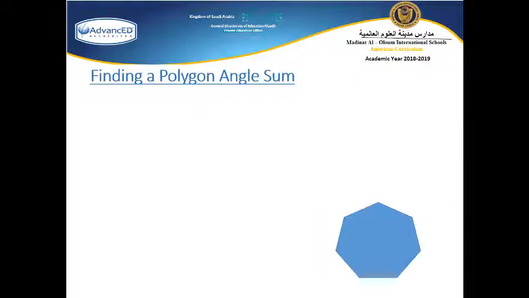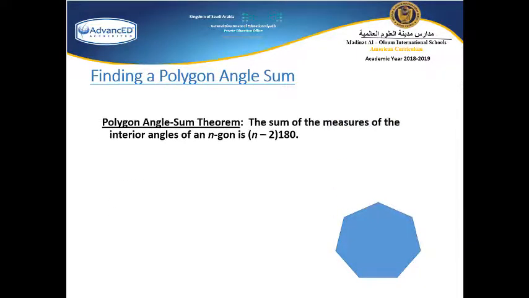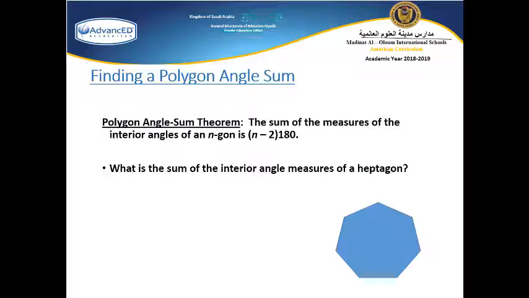Today we will explain how to find the sum of the measures of the interior angles of any polygon, using this formula: n minus 2 times 180, where n represents the number of sides of the polygon. Here, for example, how do we solve this question? What is the sum of the interior angle measures of the heptagon?